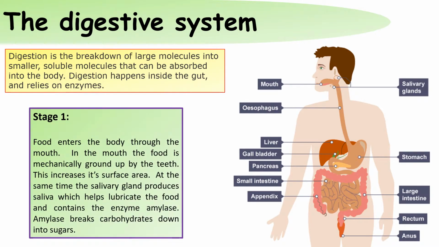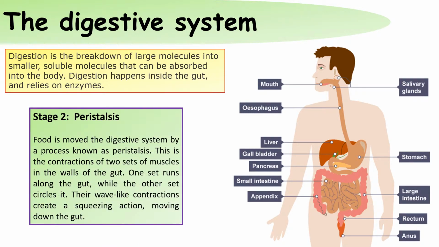The first stage is that food enters the body through the mouth. In the mouth, the food is ground up by the teeth. This increases its surface area. The salivary gland produces saliva, which lubricates the food and contains the enzyme amylase. This enzyme breaks down carbohydrates into simple sugars.